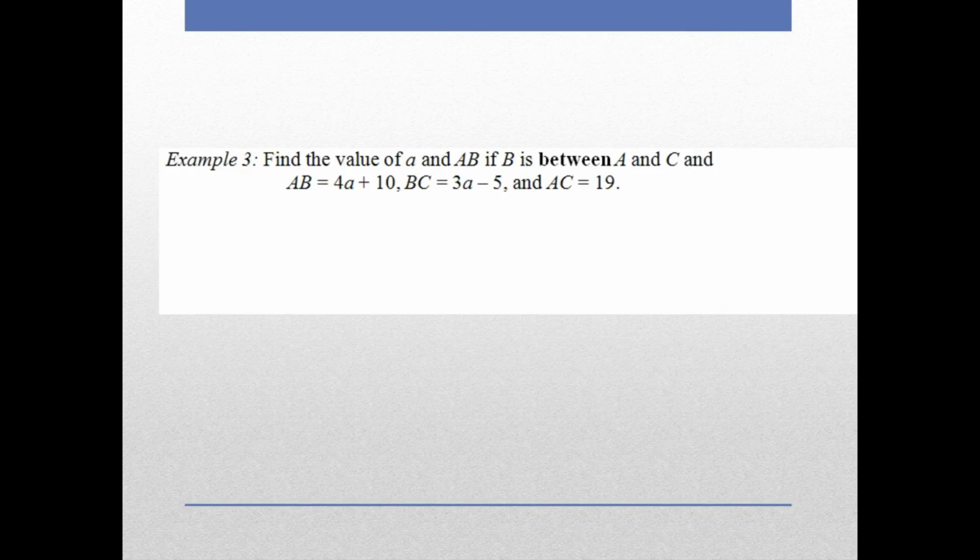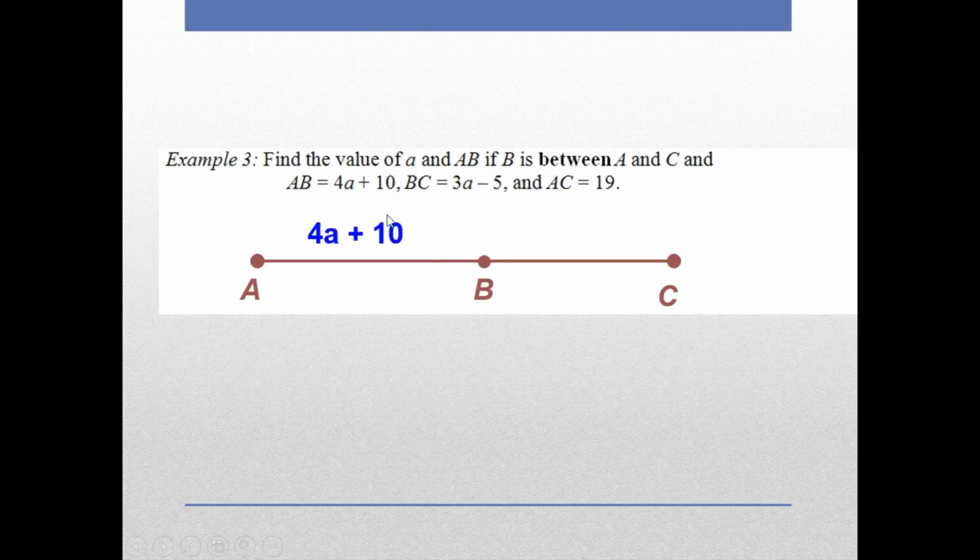Example 3, for this one you don't have a picture, so you need to draw one. It says find the value of a and AB if B is between A and C. So if B is between A and C, you have a line segment with A and C as the endpoints and B somewhere in between them. It tells us that AB is 4a plus 10, BC is 3a minus 5, and AC, the whole length, is 19.